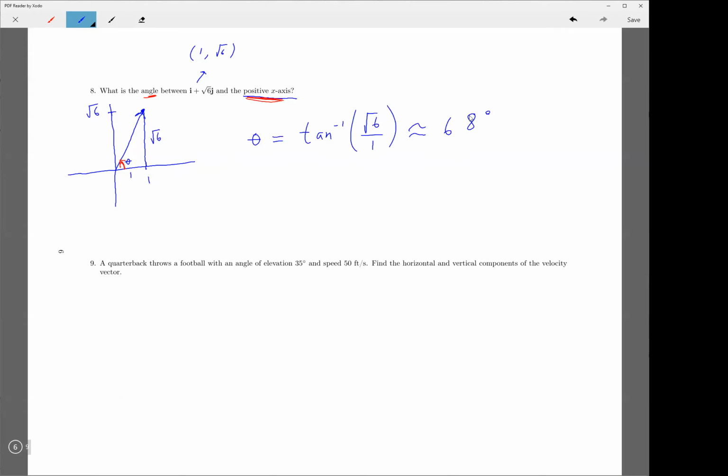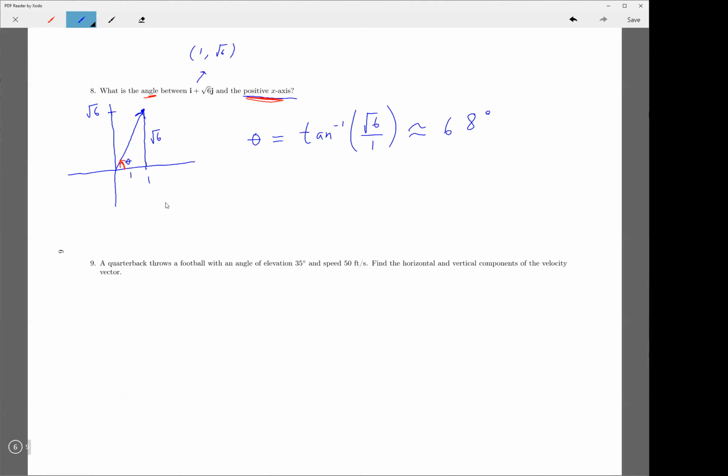Dang, I gotta grab my calculator. Oh, dang. It says it wants it in degrees. Okay, so 68 degrees, it accepts it. Oh, where'd I put my calculator? Oh, there it is. Okay, so that's 68 degrees, the answer to that one.